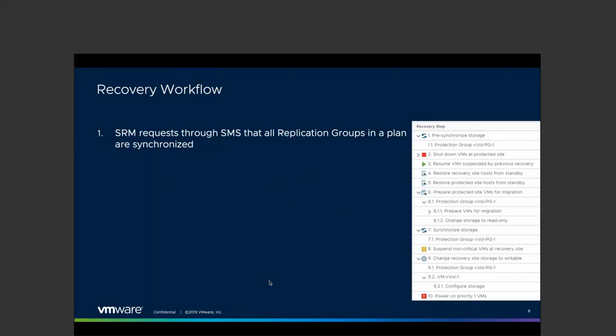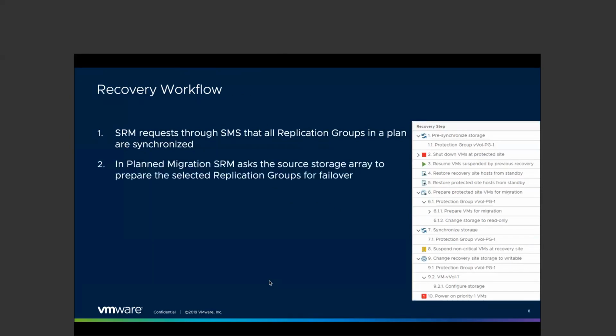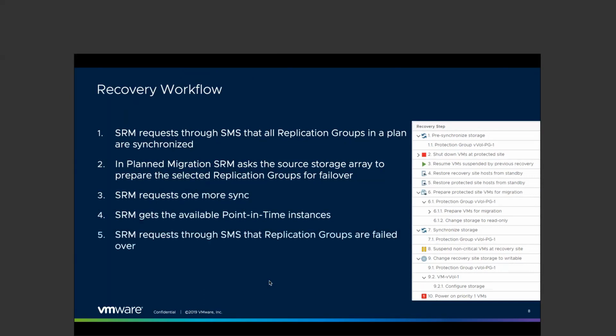Then SRM requests through SMS that all replication groups in a plan are synchronized. If we do a planned migration, we are going to ask the storage array to prepare the selected replication groups for failover, and we are going to do one more sync to ensure there is zero data loss. This is how SRM planned migration works. We do 2 updates of the replication to make sure that all the new data is transferred to the secondary side. Then we also get the available point-in-time instances.